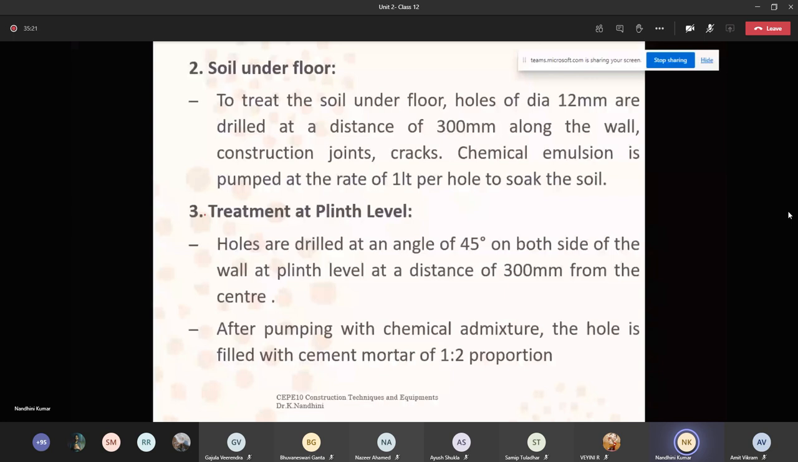Treatment at the plinth level. Holes are drilled at, we already saw, a grid pattern. Here it will be our holes. We saw this grid pattern.